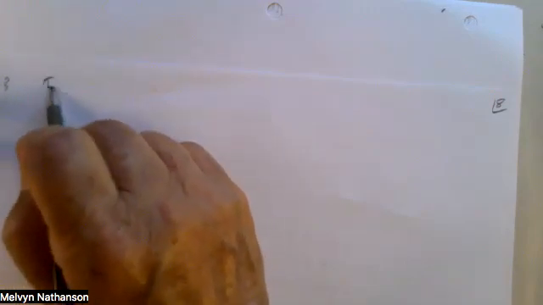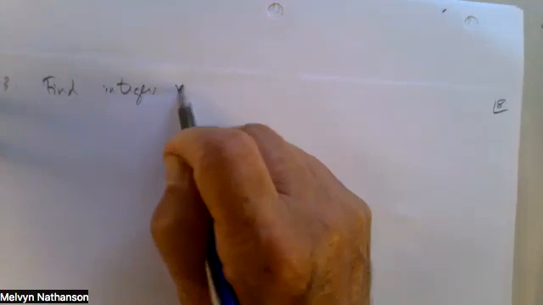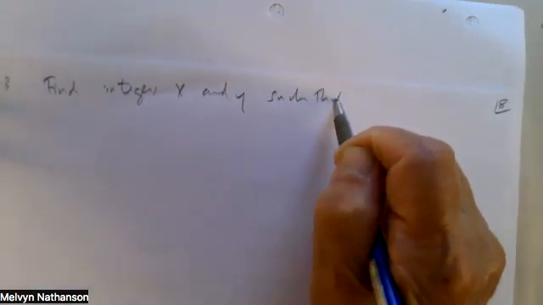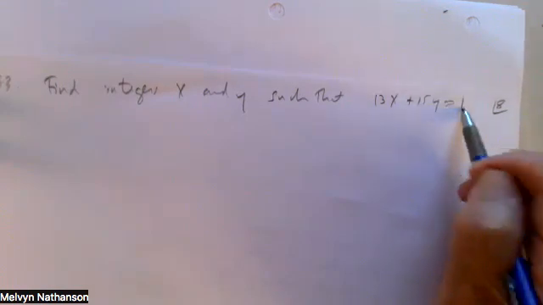Yeah, let's look at number 3. Number 3 looks like a hard numerical problem. Find integers x and y such that 13x plus 15y equals 1.